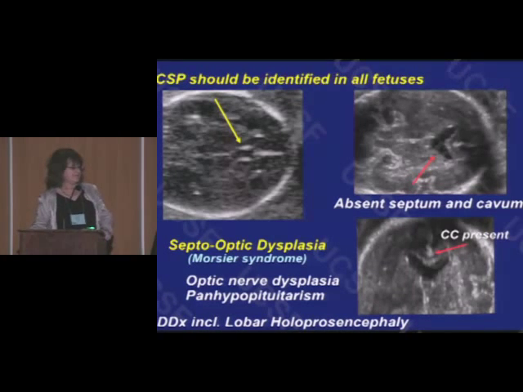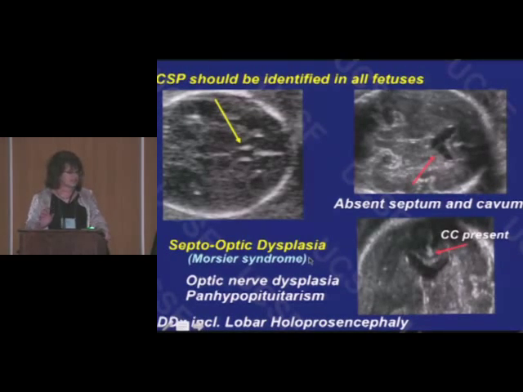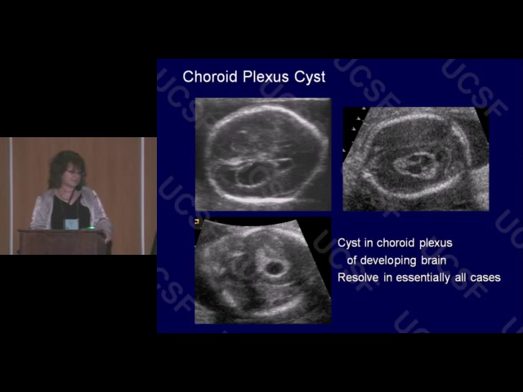Coming back to the cavum for one last comment, when the cavum is not seen, but a corpus callosum is at least partially present, as is the case here, in a coronal and axial view, a condition to consider is septo-optic dysplasia, which would be important in terms of counseling and postnatal evaluation.